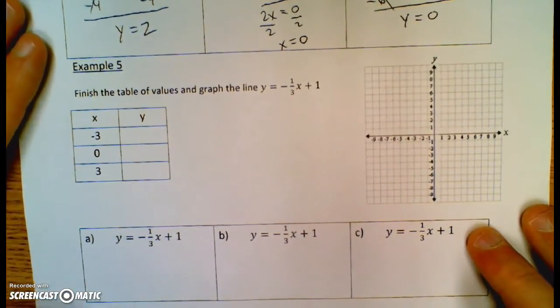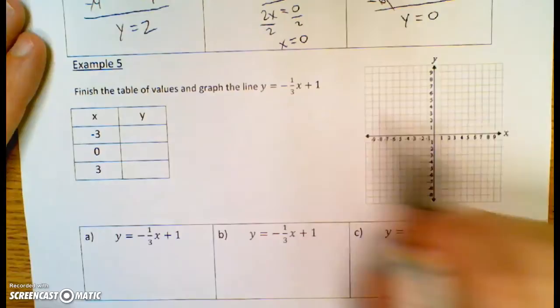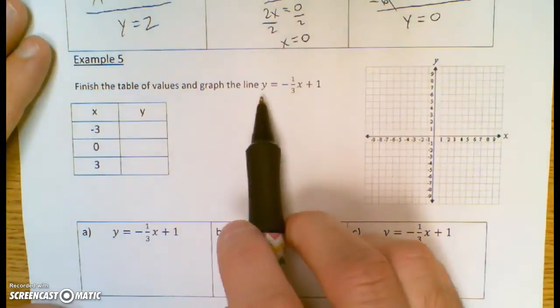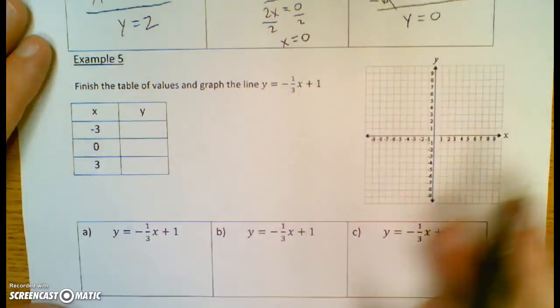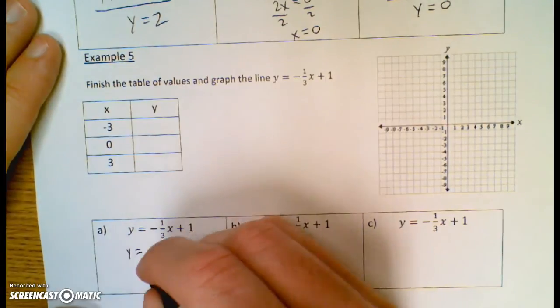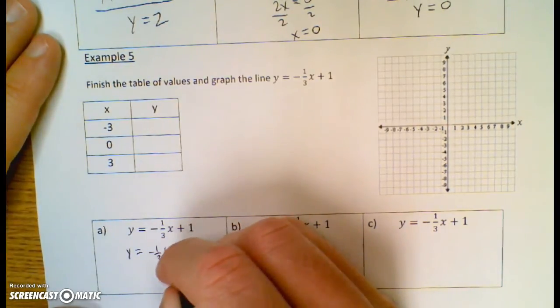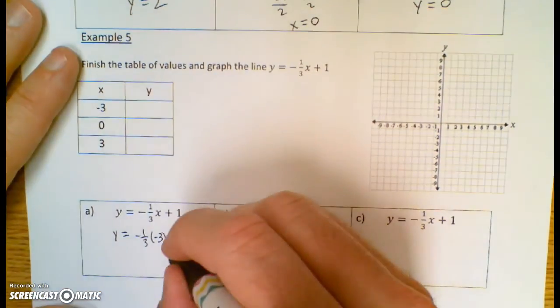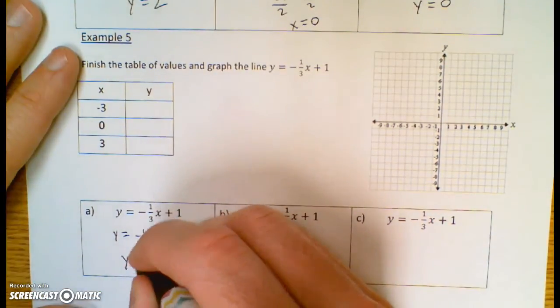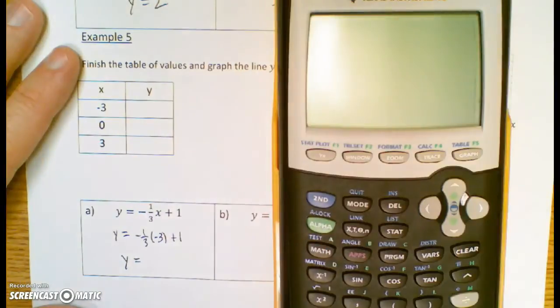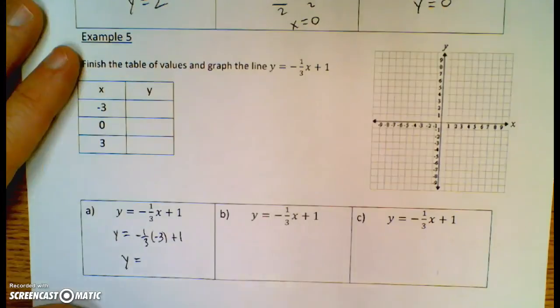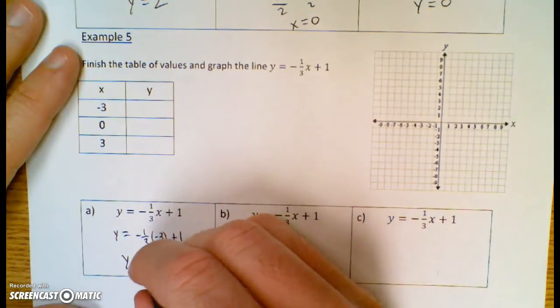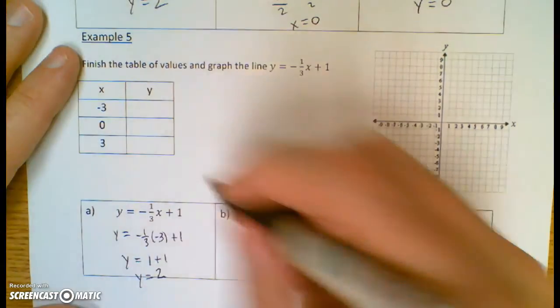The equation's written a little bit differently, but we can still use our table and graph to make sure we're doing it correctly. So this is the equation y equals -1/3 x plus 1. So I'm just going to plug in these values for x and see what comes out for y. So it's y equals -1/3 x times -3, which I'm pulling right from the table, plus 1. So y equals -1/3 times -3. Let me show you on your calculator. If I put -1/3 in parentheses and multiply it by -3, you get +1. So 1 plus 1, y equals 2.